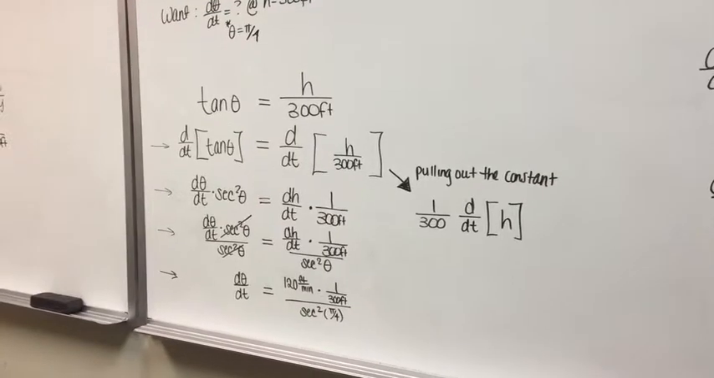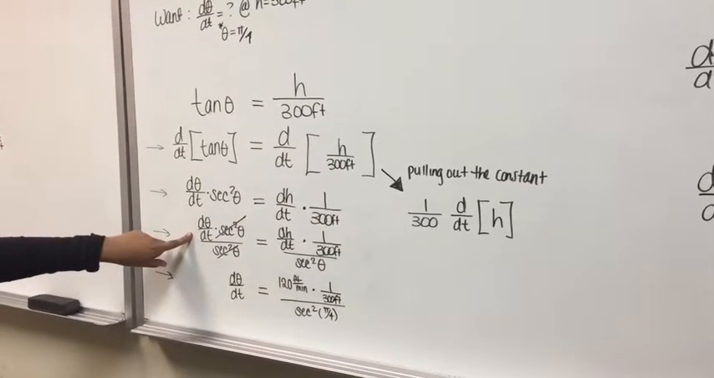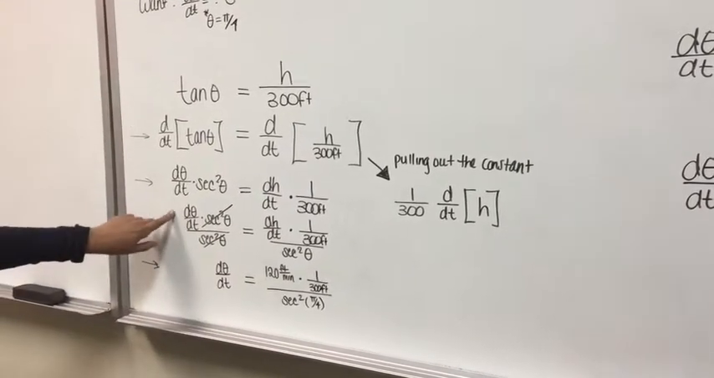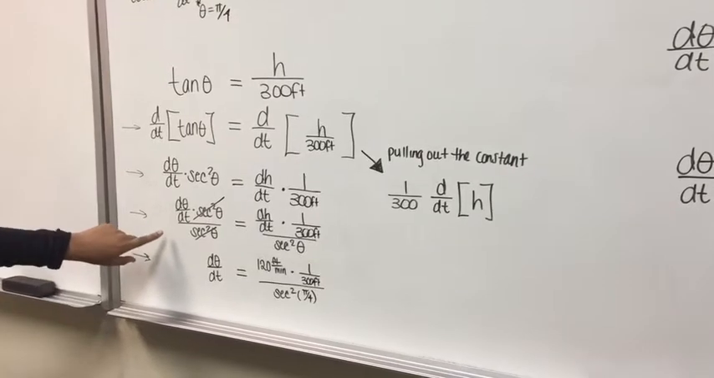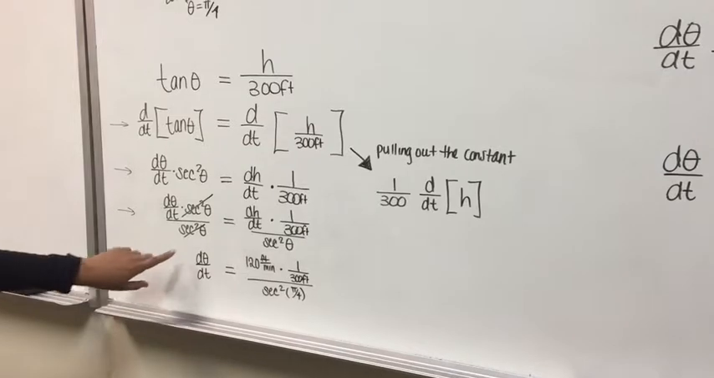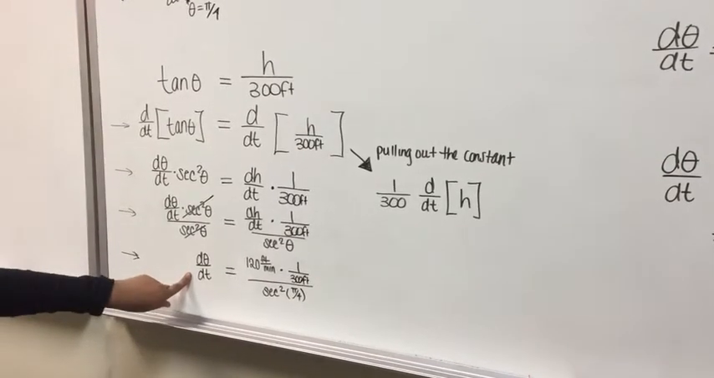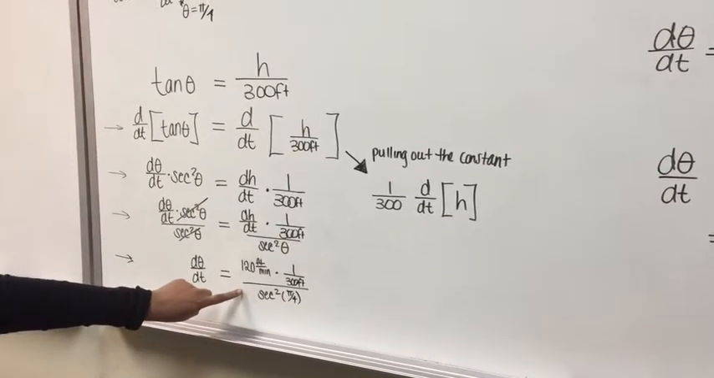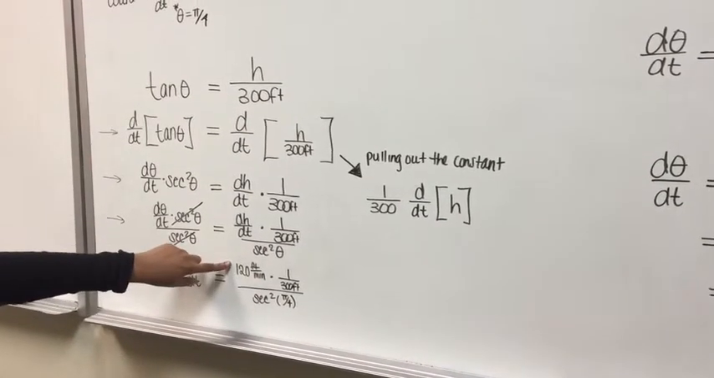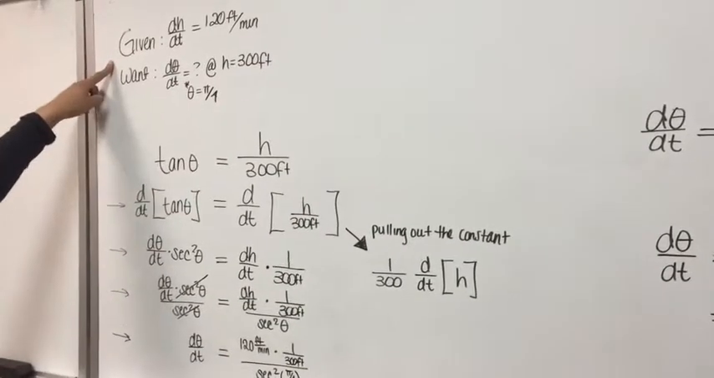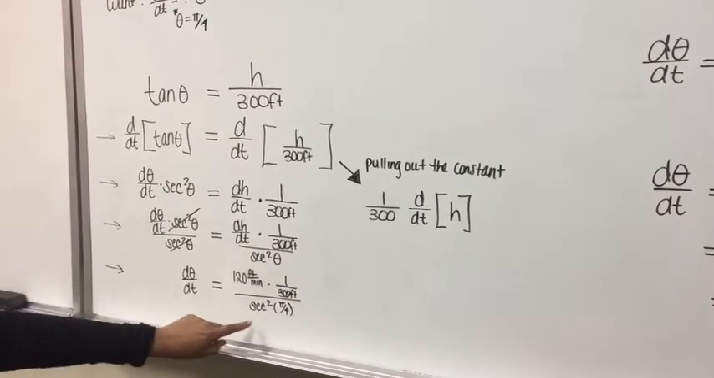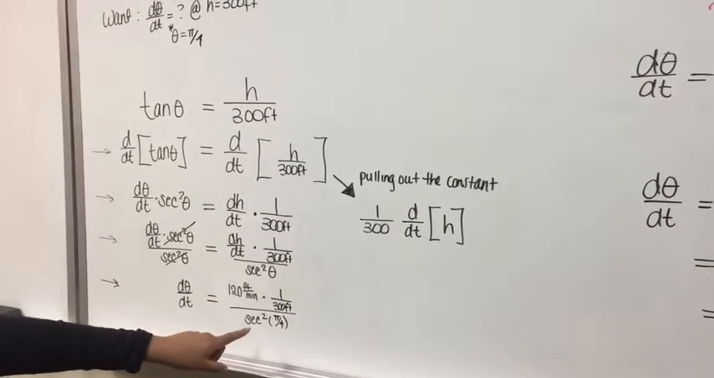Now, in order for us to solve for d theta over dt, we must isolate it, or essentially get it by itself. So we divide both sides by secant squared of theta, and then we end up with d theta over dt equal to our right side, where we have plugged in dh over dt, which has been given to us as 120 feet per minute, times 1 over 300 feet, all over secant squared of theta, which is pi over 4.